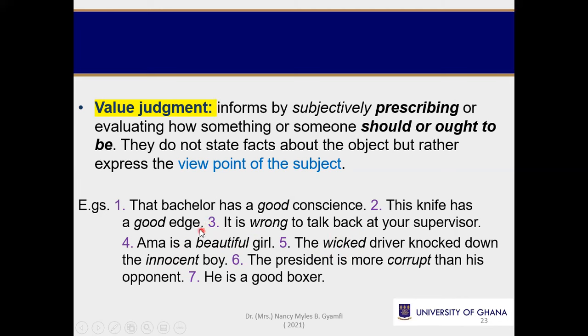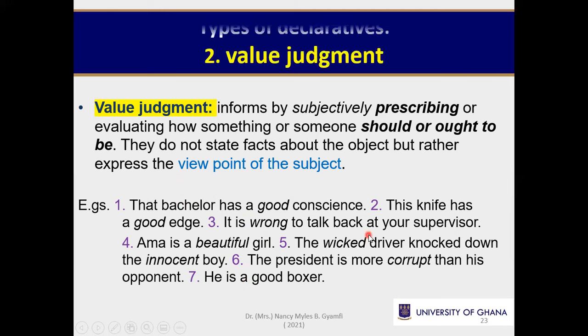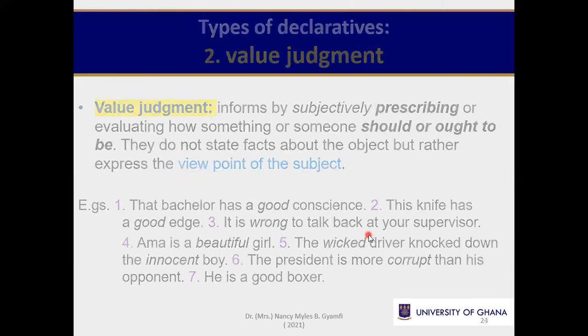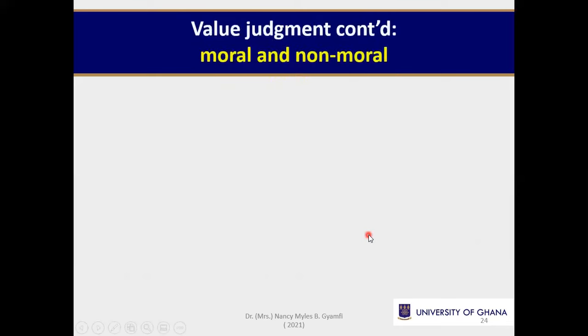It will have truth because it's a declarative, but the truth may be subjective. It depends on who is speaking. Okay, the wicked boss sacked the innocent secretary. Says who? That is a value judgment. Okay, depends. Then he's a good boxer. Depends. Okay, all right. Then the third type of declarative, and I think that will be so done. Third type of declarative is what?